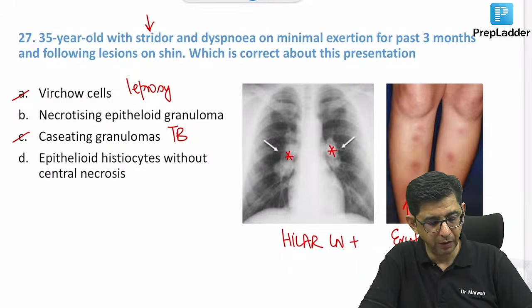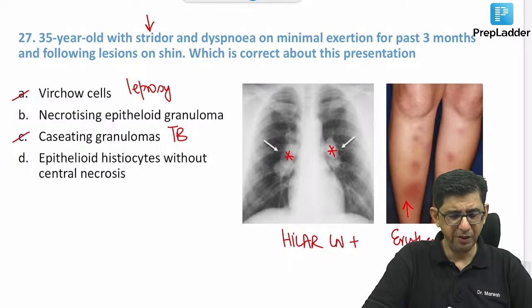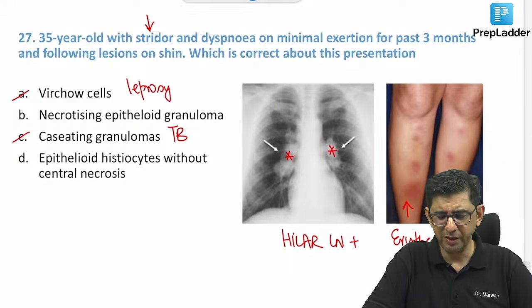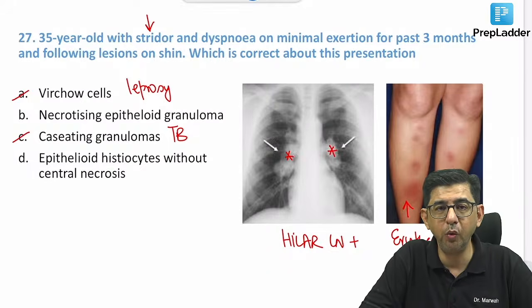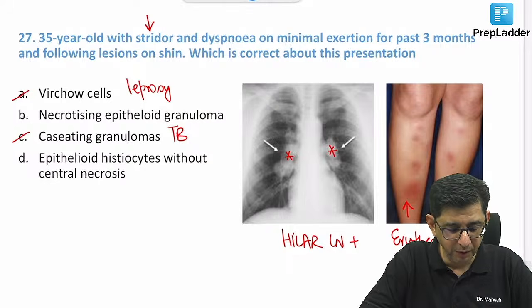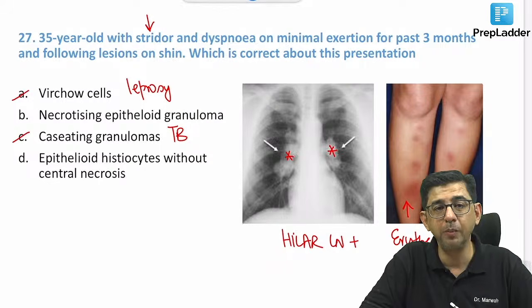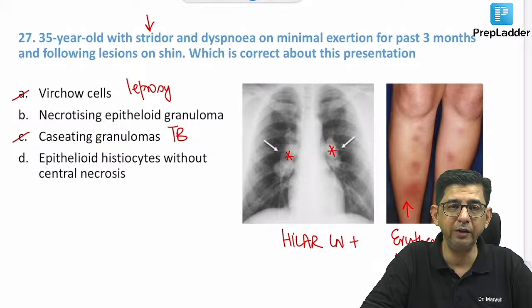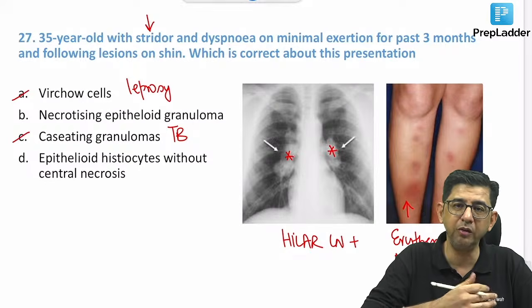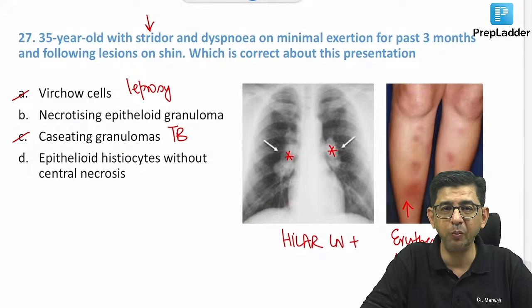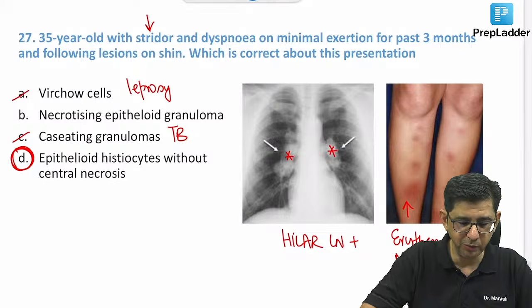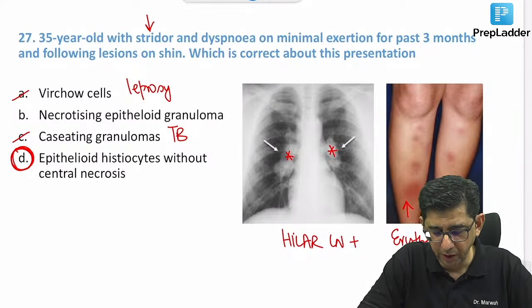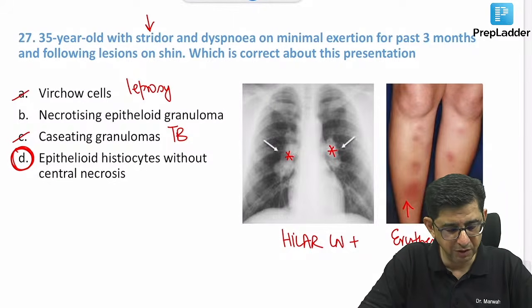Okay. So two close matching statements here. One is a necrotizing epithelioid granuloma. Second is epithelioid histiocytes without central necrosis. So between the two close wordings here, we'll go with option D, that is epithelioid histiocytes without a central necrosis. That goes in favor of a non-caseating granuloma, because a caseating granuloma will always have a central necrosis present. So I agree that between B and D there are close wordings, but considering epithelioid histiocytes without a central necrosis, the answer would be option D.